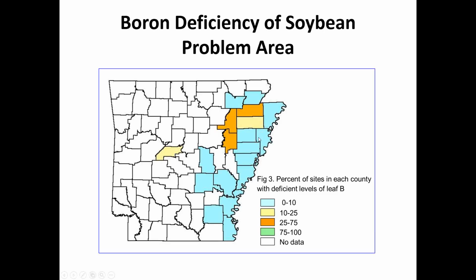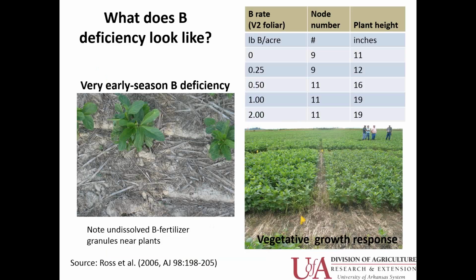But that was kind of across Crowley's Ridge and not so much in this area, which really did not have a history of boron fertilization. So now we're just going to kind of walk through. This is probably the interesting part of the talk, actually, because there's lots of pictures. What does boron deficiency look like? And I'm going to show you the different stages that we have seen boron deficiency here in Arkansas.